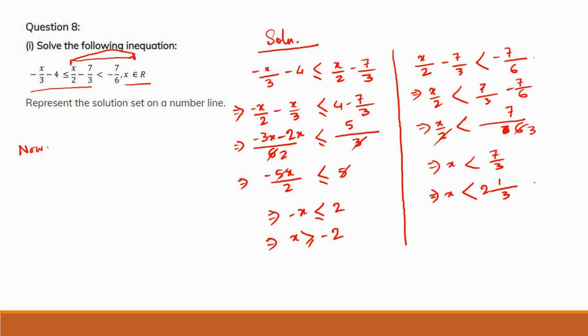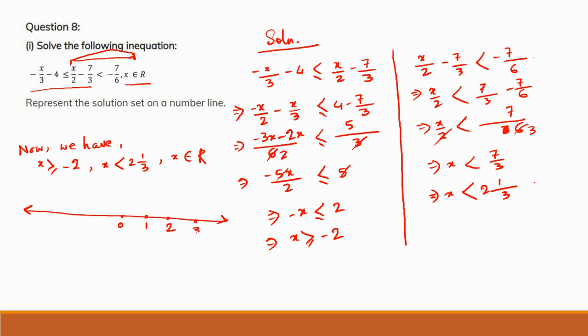So now we have x greater than or equal to minus 2, x less than 2 whole 1 by 3, and x belongs to real numbers. Now represent the solution set on the number line. So you have to draw the number line. Let's say this is 0, this is 1, this is 2, this is 3, this is 4. Now this is minus 1, this is minus 2, this is minus 3. So x is greater than or equal to minus 2, so it starts from minus 2, and this point is included.